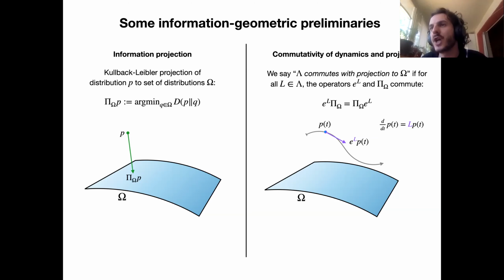and then we can project the pushed forward distribution to omega, or we can first project the distribution to omega and then push it forward under the dynamics, and they commute just if basically we end up at the same exact point under both of those possibilities. So either way we go. So this is basically a condition between, again, a set of dynamical operators lambda and a set of distributions omega that we will make use of in the following results.